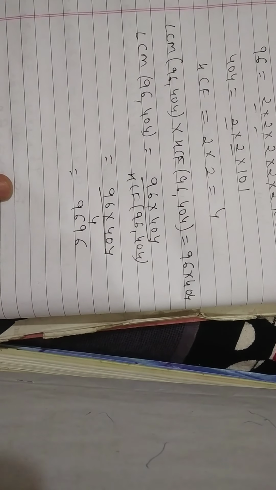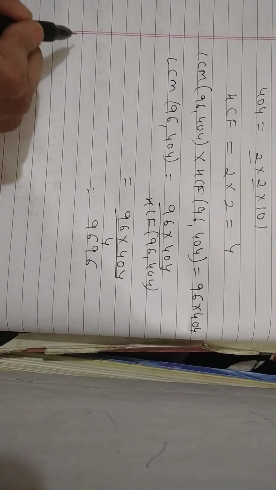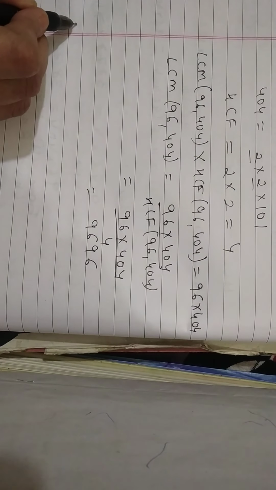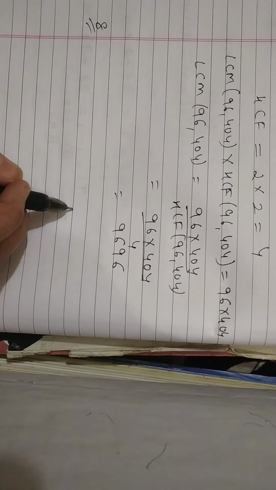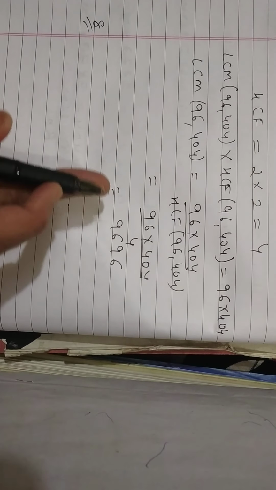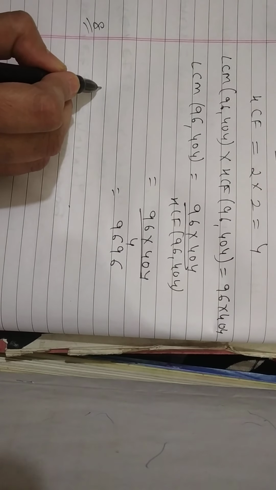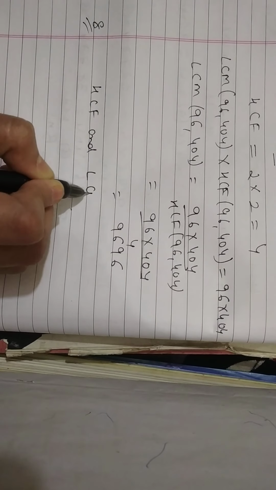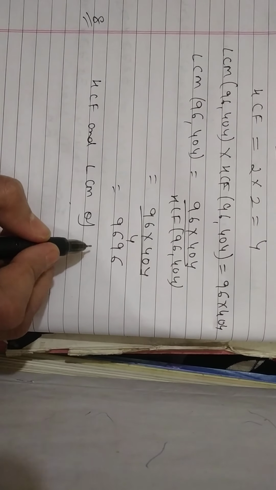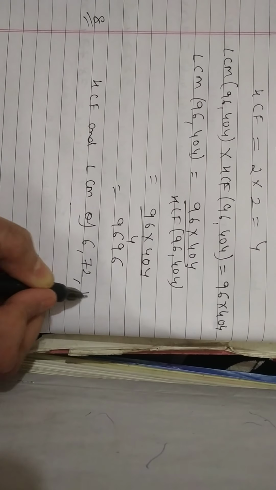Now, this was for two numbers. Now we'll take one example, solved example 8, for three numbers. It is a little different, and here this formula will not be suitable. Now we are supposed to find out the HCF and LCM of the numbers 6, 72 and 120.